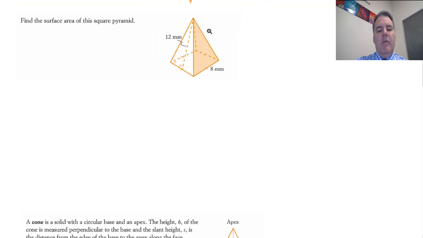First one, the surface area of this square pyramid. When it says square pyramid, we're talking about the base here is square. So you can see there's these little dashes along the side. So these are all 8 millimeters. So the area of this one is obviously going to be in millimeters squared.